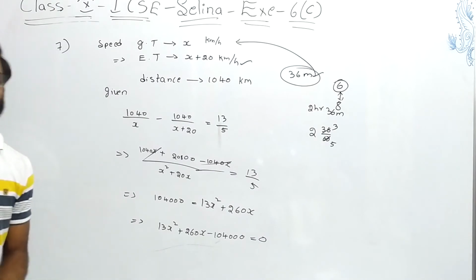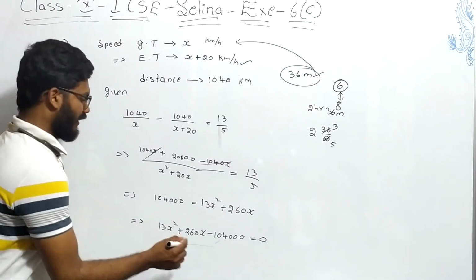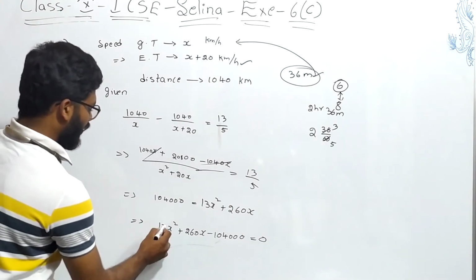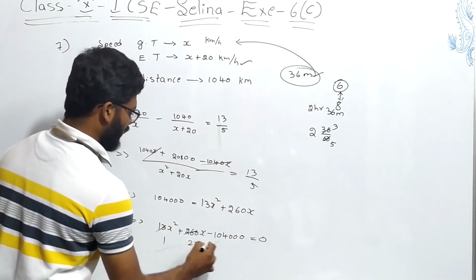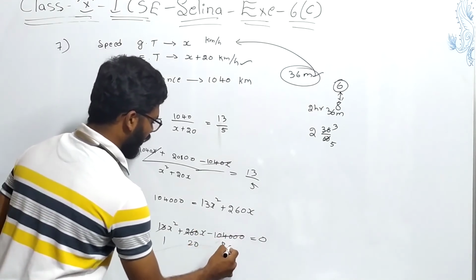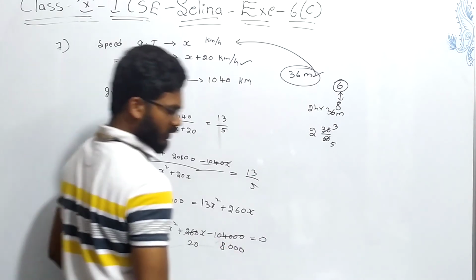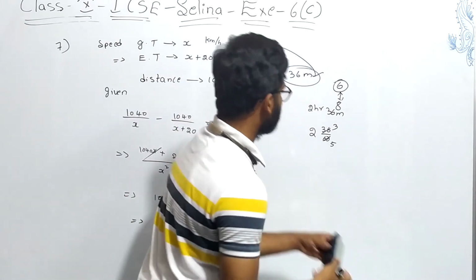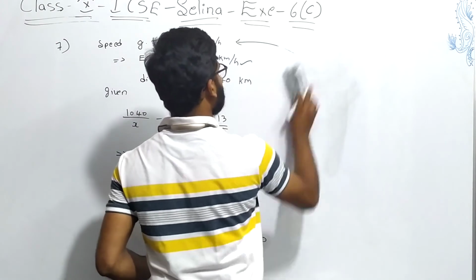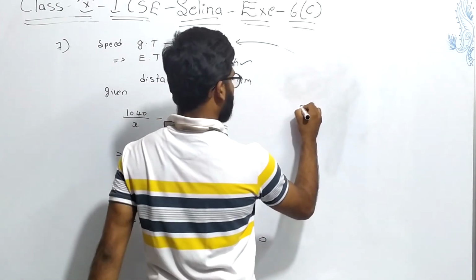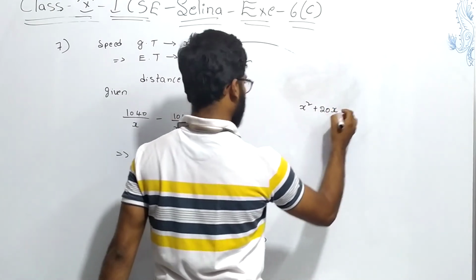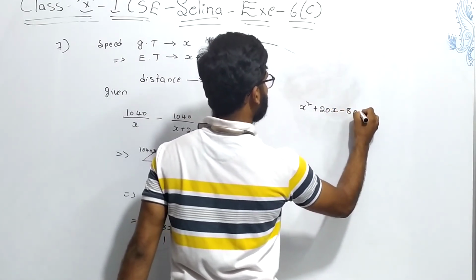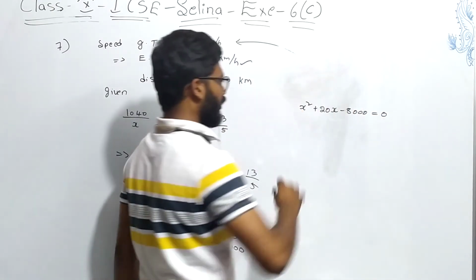Now, if you take common, you can take 13 common, let us see, 13 ones are 13, 13 8s are 104, right? So 8,000. So the equation will become x square plus 20x minus 8,000 is equal to 0.